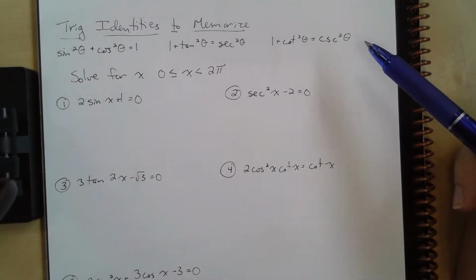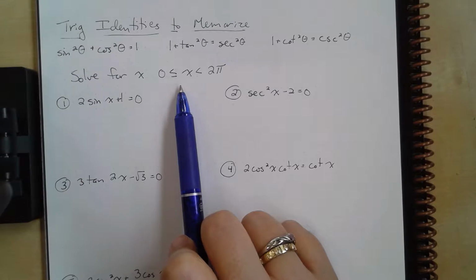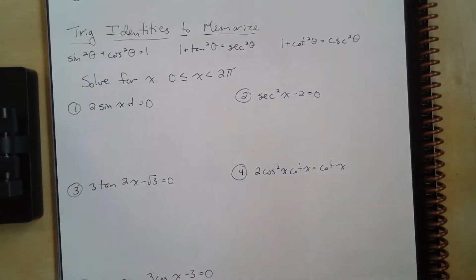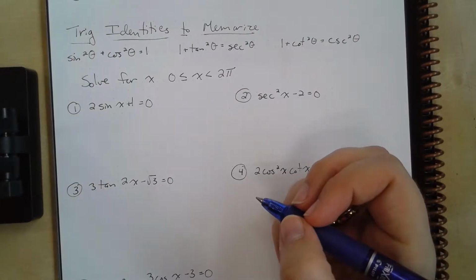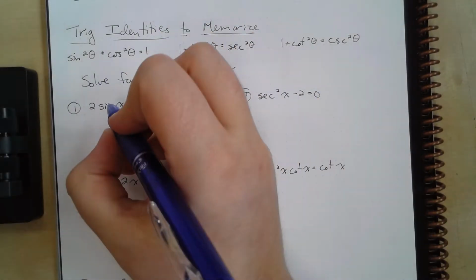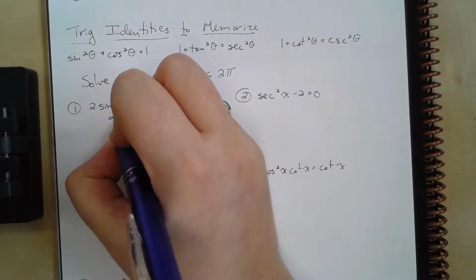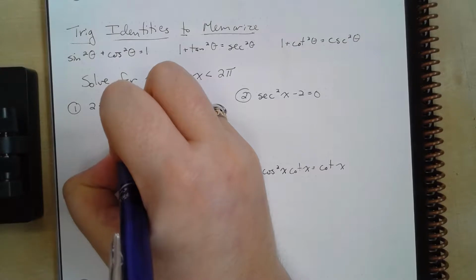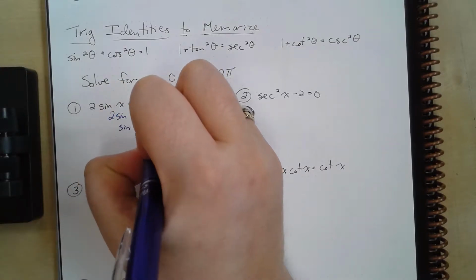just going to use that information to solve for x when 0 is less than or equal to x, which is less than 2 pi. So let's go through this first example here. We have 2 sine of x plus 1 is equal to 0. We want to solve for x, so I'm going to subtract 1 from both sides. I get 2 sine of x is equal to negative 1. I have sine of x is equal to negative 1/2.